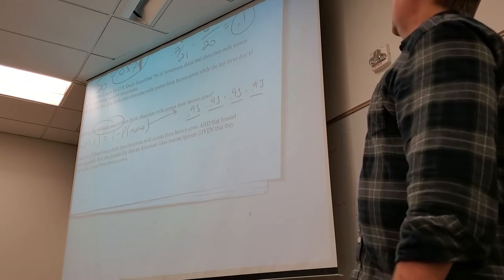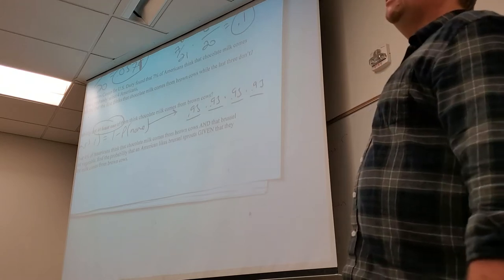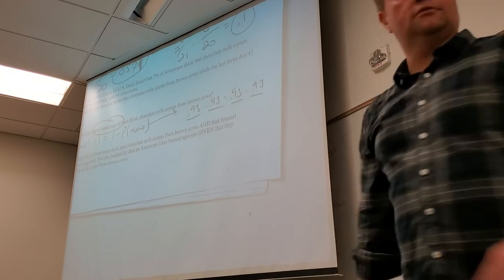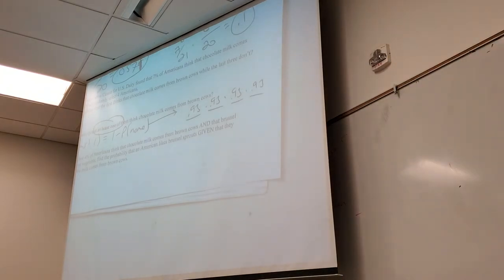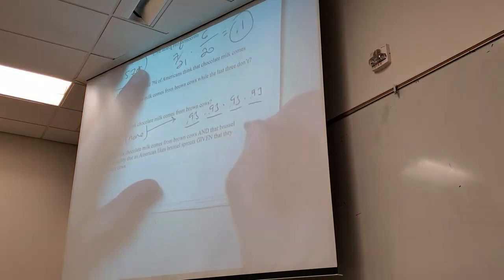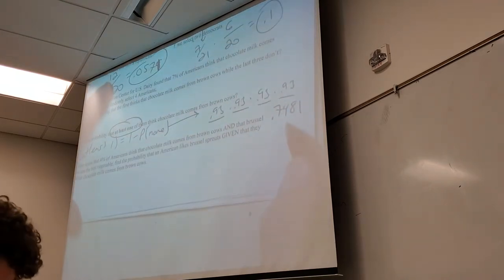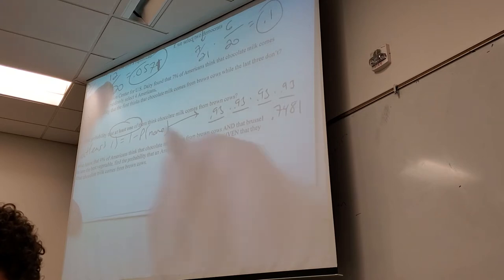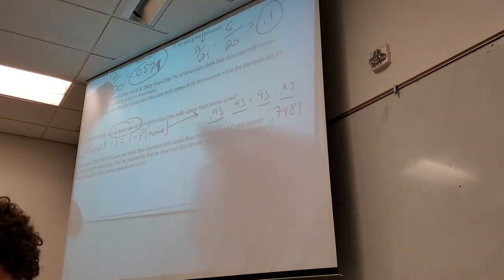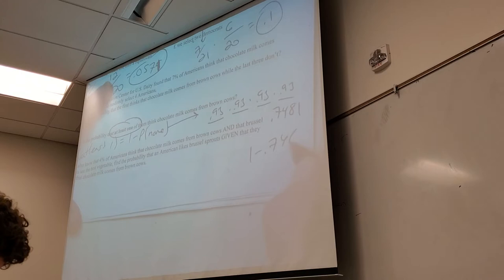Whatever that is, probably 0.67 something maybe? 0.74. Didn't go up. Fine. What is it again? Sorry? 0.7481. Okay. So to answer the question, this is the opposite of the question. So the person who asked the question is all pissed off at me, and then they go, all right, 1 minus 0.7481.